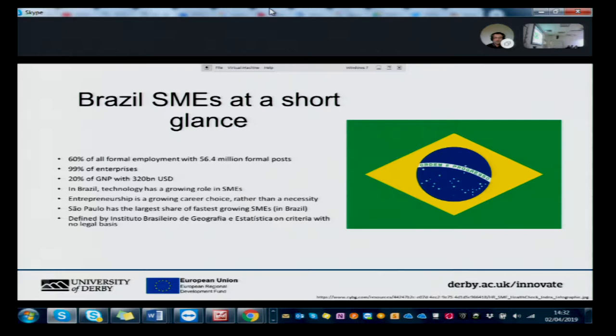The status of SMEs in Brazil is not really clear. It's defined by Instituto Brasileiro de Geografia e Estatística. I'm hoping I did not kill Portuguese. Sorry if I did, but there is no legal basis for that. So the statistical office had to find their own definition. But let's go to the merit.